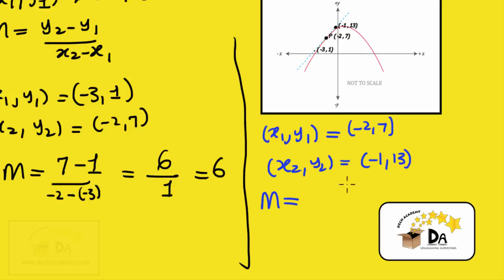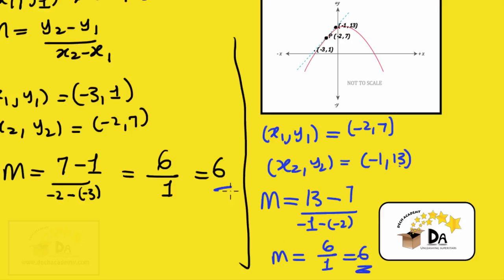So we're going to do the same thing here. The gradient is y2 minus y1. So here's y2, 13, minus y1, which is 7, divided by x2, which is minus 1, minus x1, which is minus 2. And this gives 13 minus 7, which is 6, divided by minus 1 minus minus 2, which is minus 1 plus 2, which is 1. Again, we have 6. The same result, but we used different points.